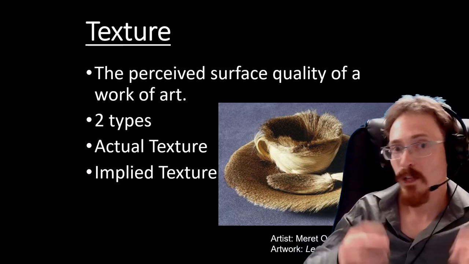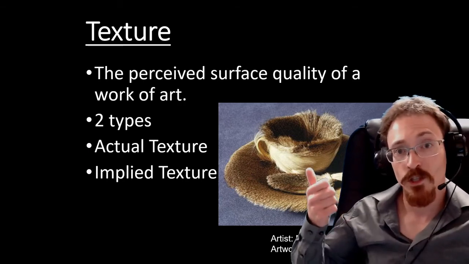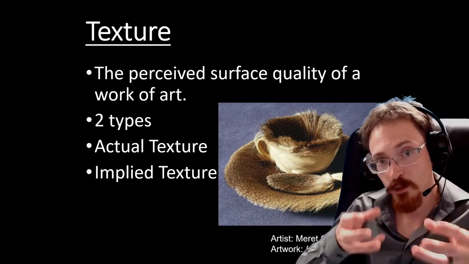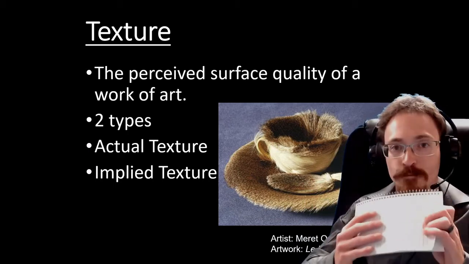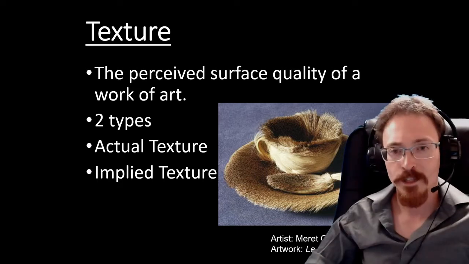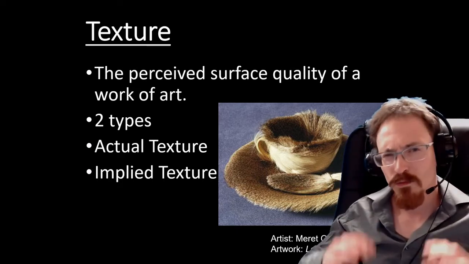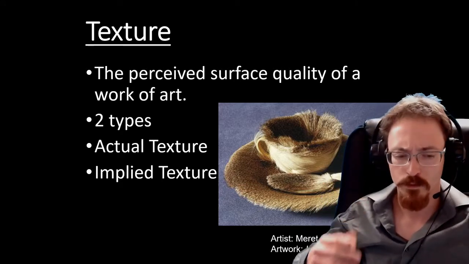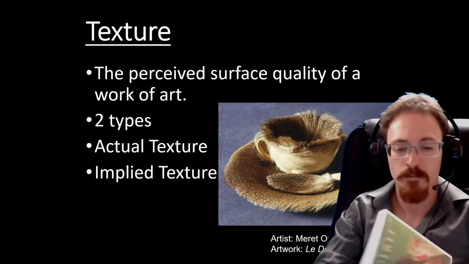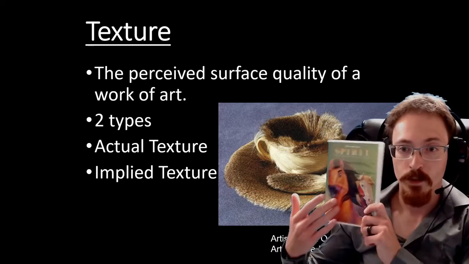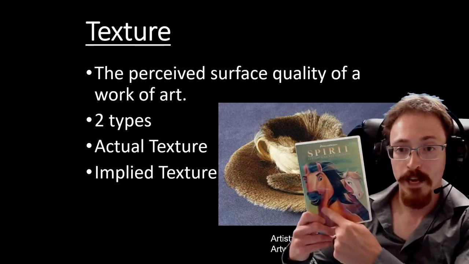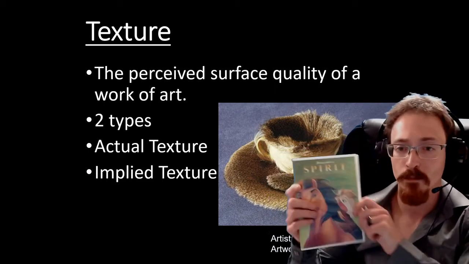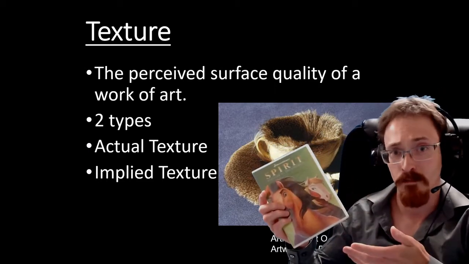And just like line, there can be actual texture and implied texture. Actual texture is something that you can actually pick up and you can actually feel, while implied texture doesn't really feel like anything, but you can imagine what it would feel like. It's kind of like this right here. You can imagine what that mane would feel like, or the horse snout, or whatever. You can imagine it. But if you want to feel this, it's just a DVD, just a cover.